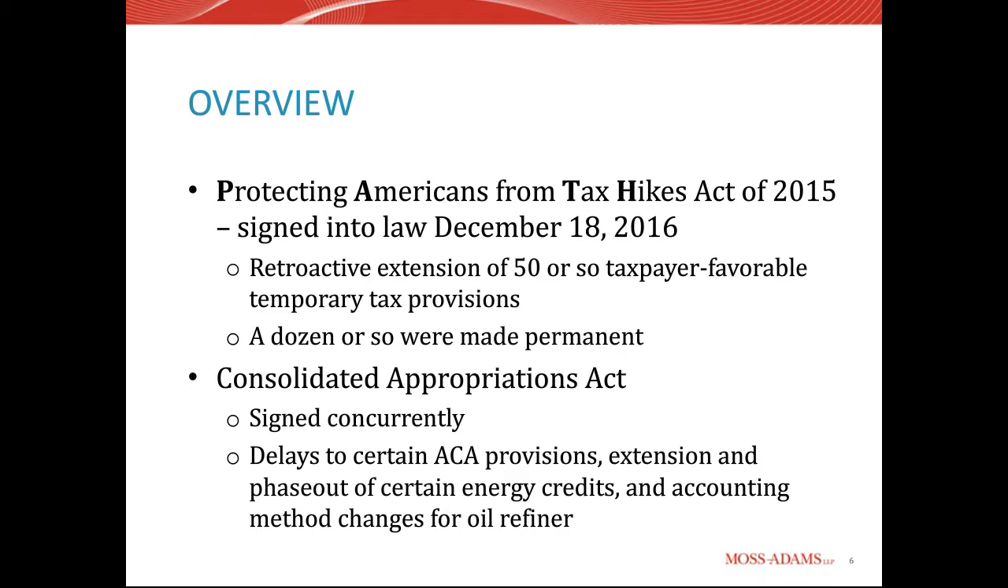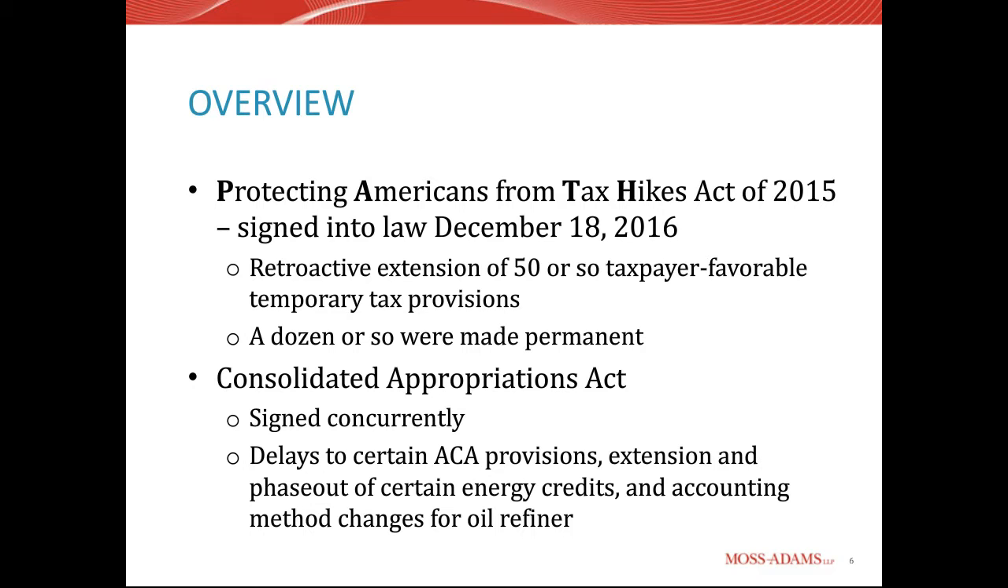A few popular items that were made permanent were the enhancement of the 179 expensing deduction, various depreciation-related breaks for qualified leasehold improvement property that Jason will be diving into, and a permanent extension of the R&D tax credit. We're not going to talk about it on this webinar, but the state and local tax deduction was also extended permanently. So for those of you in one of 6 or 7 states in the country that has a sales tax, like Washington, that is a permanent deduction.